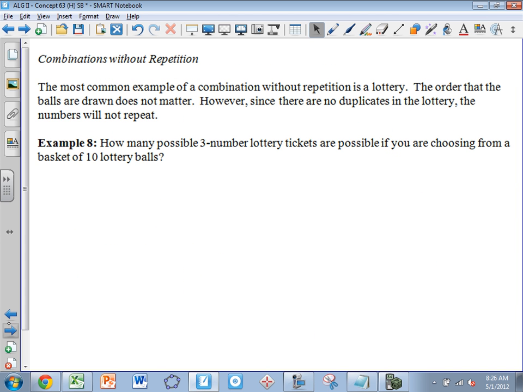So, combinations without repetition. Again, the most common example we just talked about a minute ago was lottery. Because the order does not matter, and you're not going to repeat one of your answers. Once you pull one of the lottery values out, it doesn't go back into the container that you're going to select from. Once you pull out of the hat, it remains out of the hat for lottery.